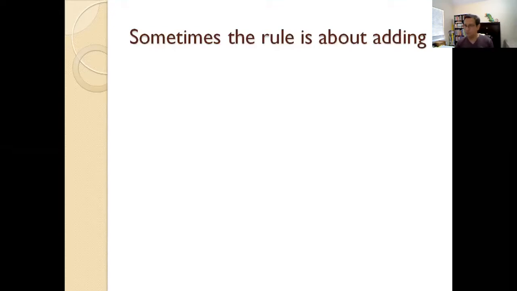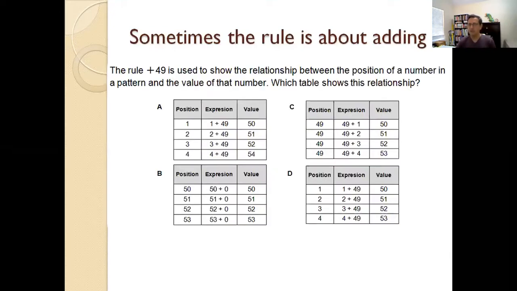It was about multiplication. Now let's do one about adding. The rule plus 49 is used to show the relationship between the position of a number in a pattern and the value of that number. The question is, which table shows this relationship? Okay, let's analyze one by one.